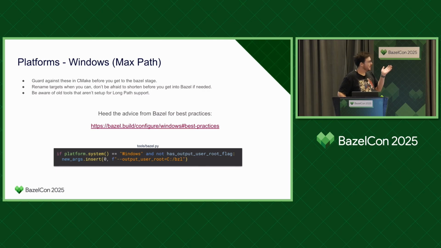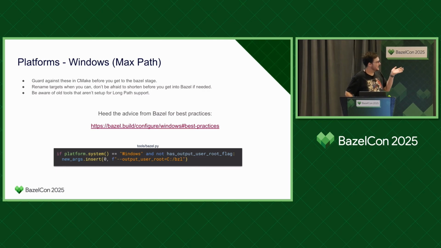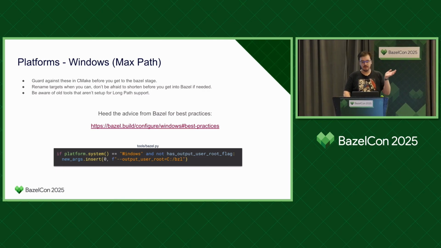And then finally, I would say you need to be aware if you have any very, very old tools that use maybe the old C-style array max path that's always going to be 260 characters. You're probably not going to have long path support with that no matter what you do. And then of course, follow the best practices on Bazel. They do work. We have, for example, in our Basilisk, in our tools Bazel wrapper, we make sure that the output user root is exactly what's said in the guidelines to be as short as possible. Every character really does count.